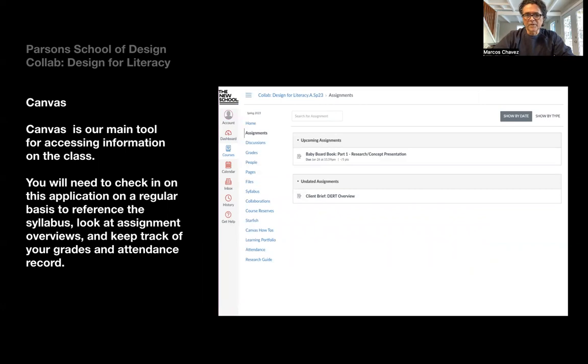Under the assignments link, as shown here, right now we have our first upcoming assignment, Baby Board Book Part 1, the research concept presentation, which I'll go over in a second. But I also have an undated assignment, which is basically just an overview of DIRT in general, in case you wanted to go over and read that and understand the brand better. If any of you are watching who missed the first class or joined the class late, that might be a good idea for you to check out, and make sure you have a good understanding of what our collaborative partner DIRT is about and how you can participate in the best way possible.